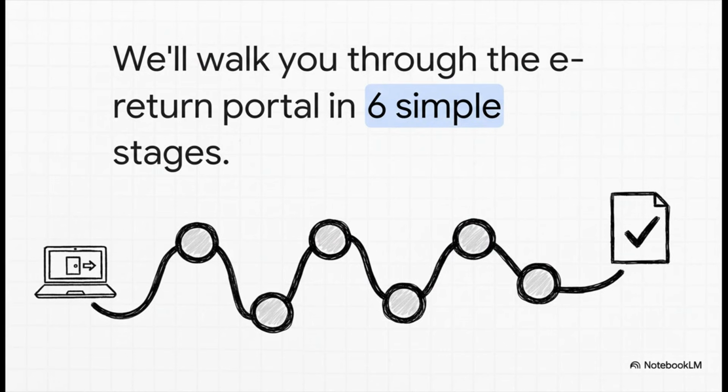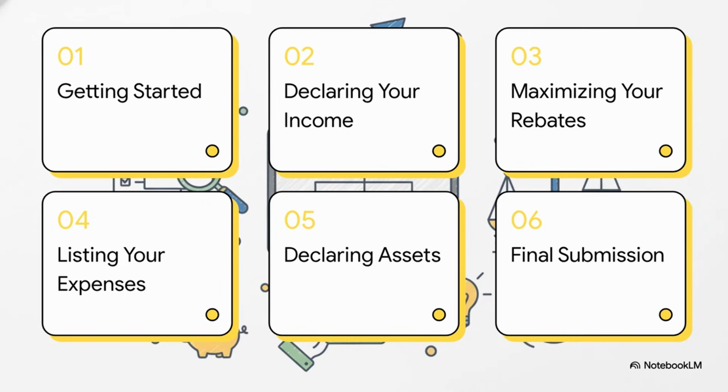We're going to walk through the entire e-return portal in just 6 simple stages. Think of this as your roadmap, guiding you all the way from the login screen to that final, satisfying submission click. By the time we're done, you are going to be ready to file with total confidence. All right, let's dive in. Okay, here's our game plan. We'll kick things off with the basics, then jump into declaring your income, maximizing rebates, listing expenses, declaring your assets and liabilities, and finally, the big finish, calculation and submission.